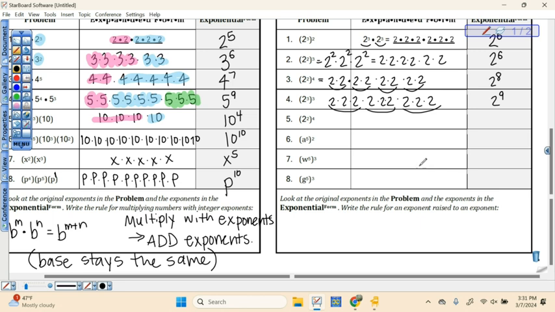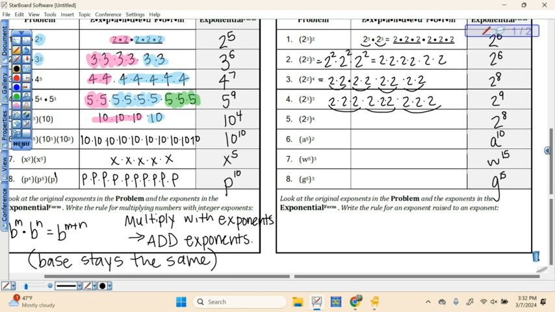Yeah, we multiply the exponents together. So my base stays the same. What's 2 times 4? Uh-huh. And number 6, my base stays the same. And then what's 5 times 2? And number 7, W is my base. What's 5 times 3? 15. Perfect. Number 8, 15 again.